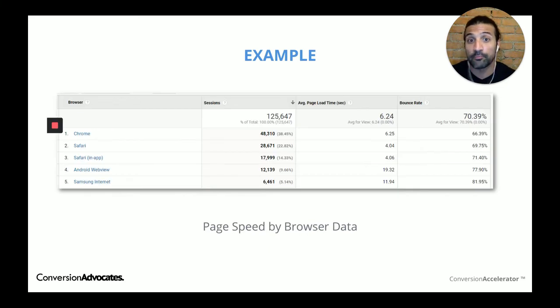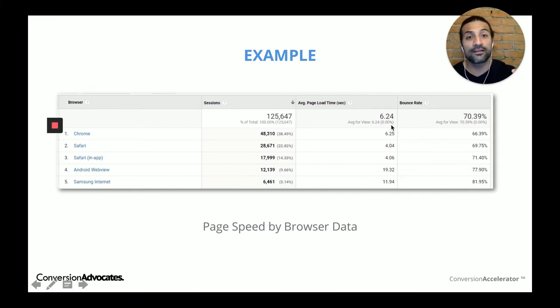So another way to break down and segment your data is by looking at, for example, the browser that they're using. Maybe there's a problem. Like right now we're looking at page speed by browsers, right? And we can see Chrome, Safari, Android, Samsung, like these are the top browsers that people are using. And we can see that Chrome is about 20% slower than Safari. So maybe that's an opportunity to look, okay, how can we increase the speed?